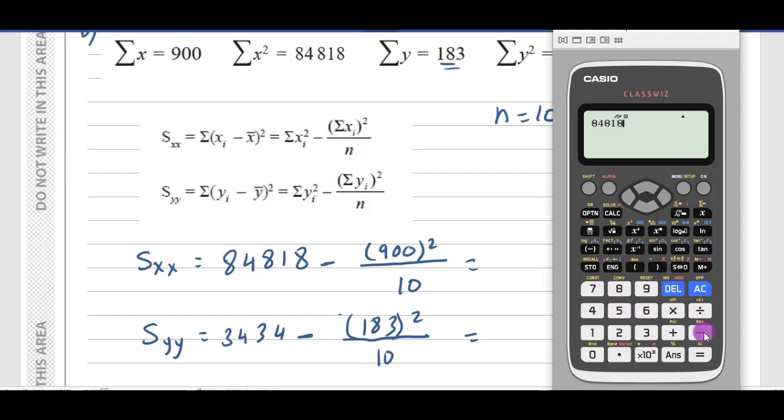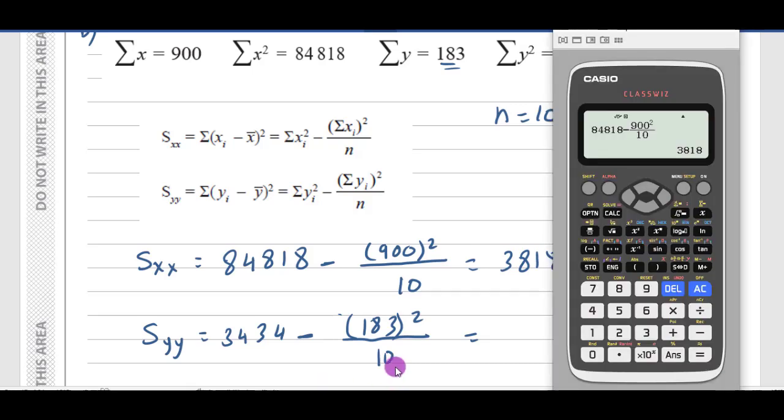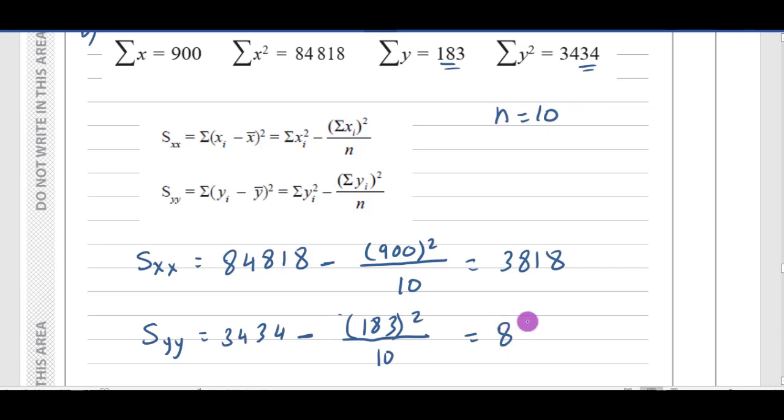So the first value is 84818 minus 900 squared divided by 10, so 3818. Then the second value is 3434 minus 183 squared divided by 10. So it's equal to 85.1, and this is the answer of this part.